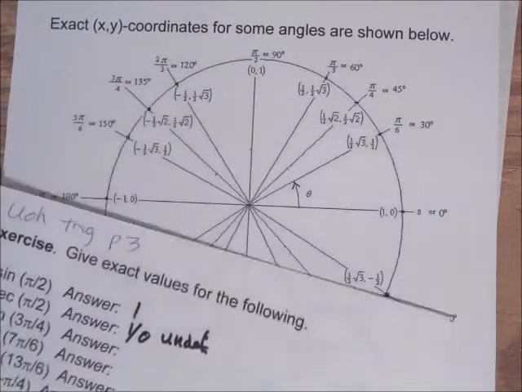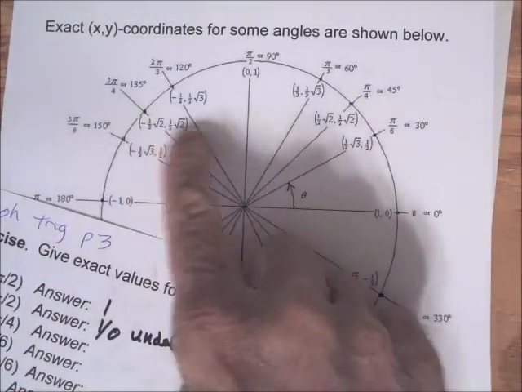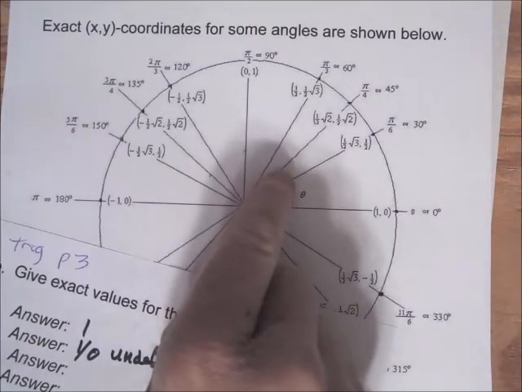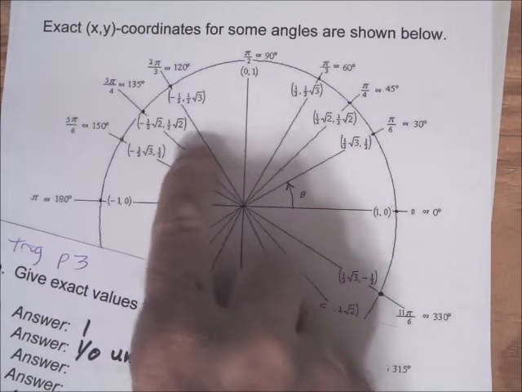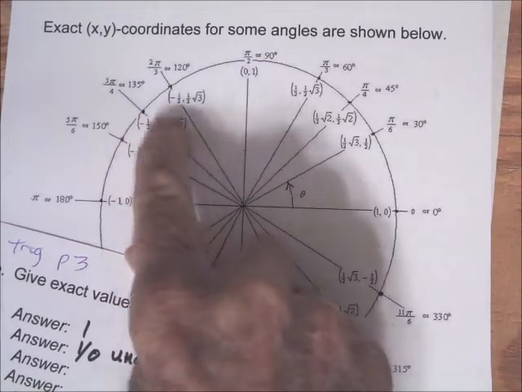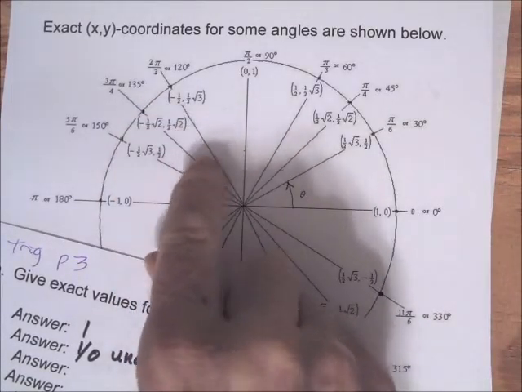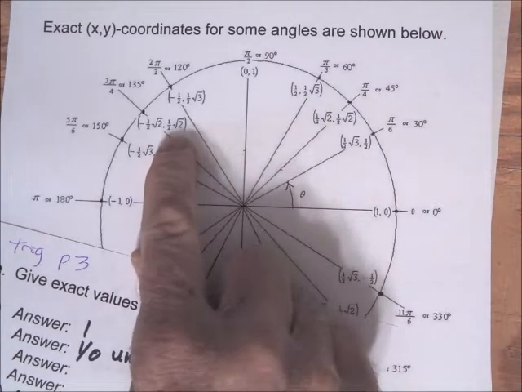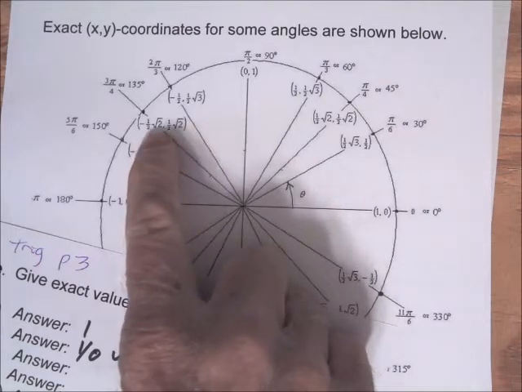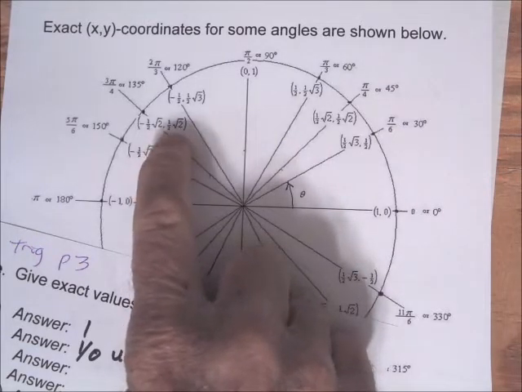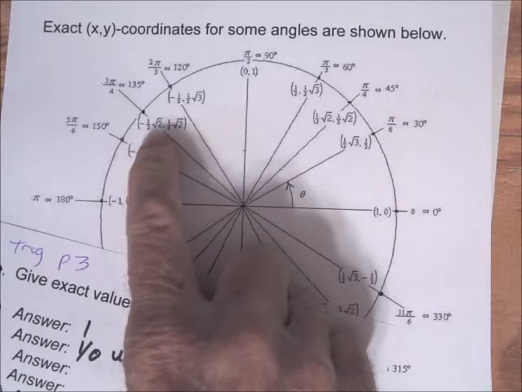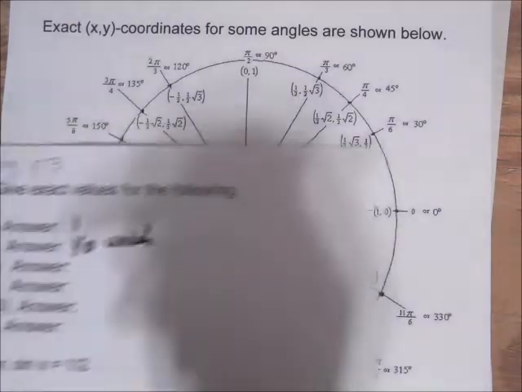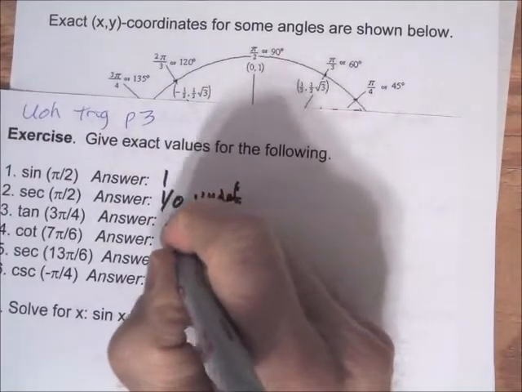Tangent of 3 pi over 4. We go to the angle 3 pi over 4. The angles are measured from the positive x-axis, in the counterclockwise direction. So 3 pi over 4 is going to be over here. It's called the second quadrant. We see that the x and y coordinates here are the same except for the sign. The tangent is y divided by x, so it's going to be negative 1. The tangent of 3 pi over 4 will be negative 1.